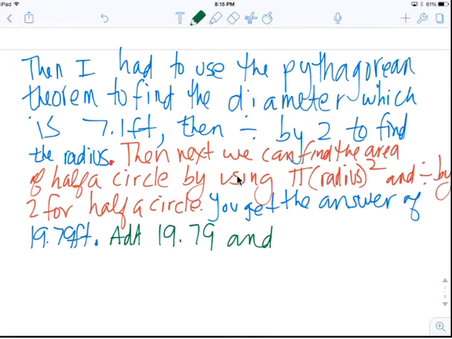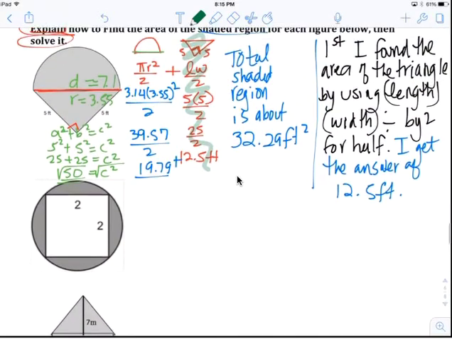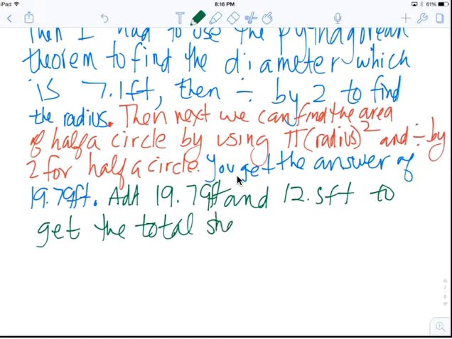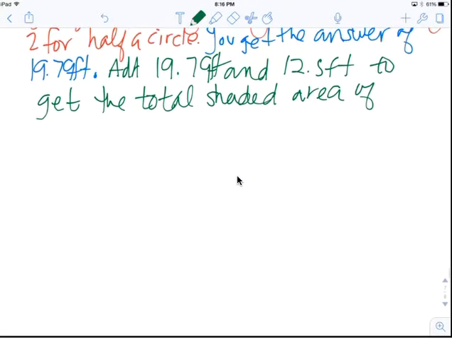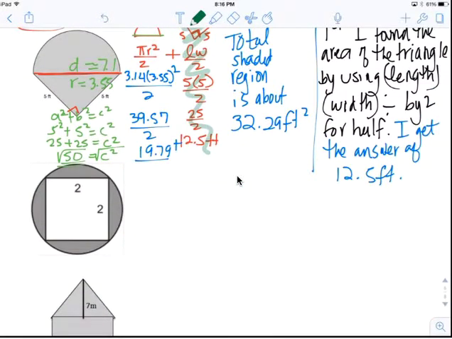And 12.5 and 12.5 feet to get the total shaded area of 32.29 feet squared. Oh, I don't have room for. All right, right here. Okay, right here.